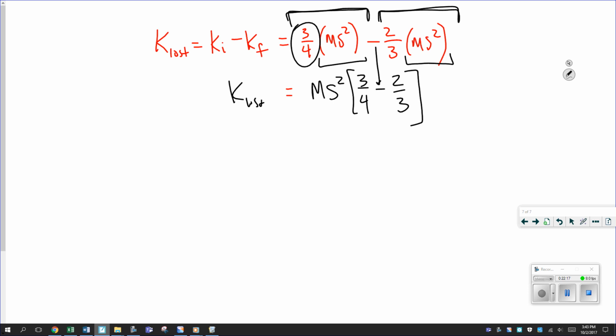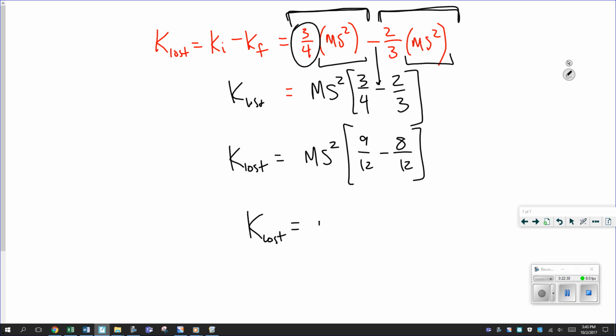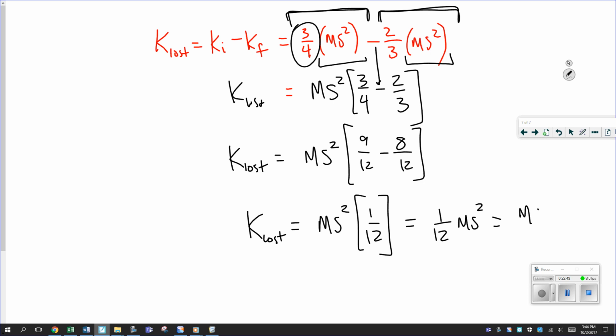So then what's the difference of 3/4 and 2/3? Well, now we've got to go common denominator, 12ths. 9/12 minus 8/12. So our kinetic energy lost is m s squared times 1/12, or perhaps 1/12 m s squared, or perhaps m s squared over 12. Any of those are right. They're all equivalent.